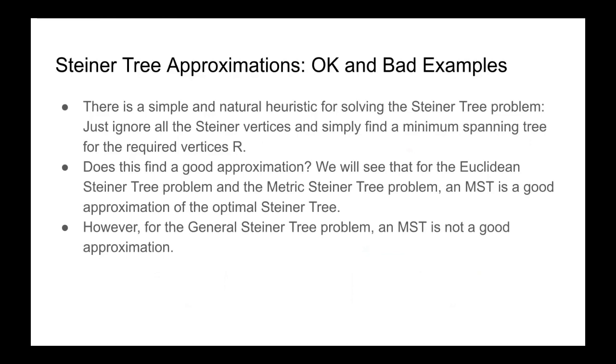Yeah. So let's go through what are good or bad examples for the Steiner tree approximations. There is a simple and natural heuristic for solving the Steiner problem: just ignore all the standard vertices and simply find a minimum spanning tree for the required vertices. This is a simple heuristic, basically finding the minimum spanning tree. That's it. So does this give a good approximation for solving the general Steiner tree? We'll see about that. For the Euclidean Steiner tree or the metric Steiner tree, yes, a minimum spanning tree is a good approximation. However, for the general Steiner tree, MST is not a good approximation. We'll see why in the next slides.